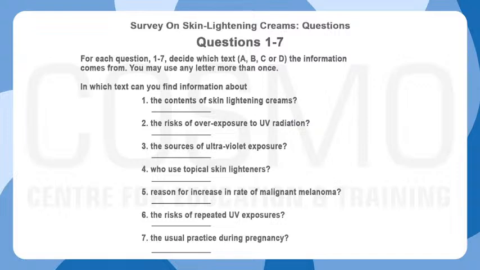Okay, the keywords would be risks and repeated UV exposures. Those are the two main keywords. Okay, so can you identify the text in which this information is present? Can you people please respond for question 6? Okay, which text would contain the following keywords? Risks and repeated UV exposure.